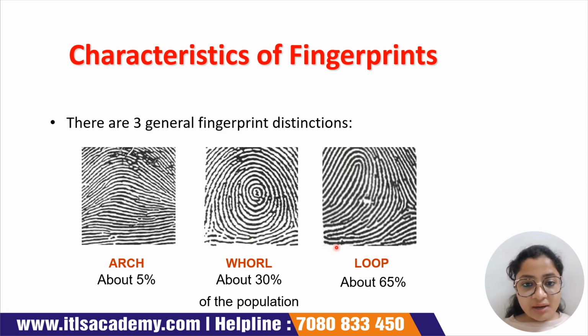Okay, now coming to a very important slide or a very important topic, that is the different characteristics of fingerprints. Okay, so basically there are three general fingerprint distinctions, meaning three general fingerprint types or varieties, you can say. Okay, what are they? One is arc, which is seen in about 5% of the human population. Second is whorl, which is seen in about 30% of the human population. And third is the loop, which is the most common because it is seen in about 65% of the human population. Okay, so arc, see, this looks like an arc, isn't it, like this curve?